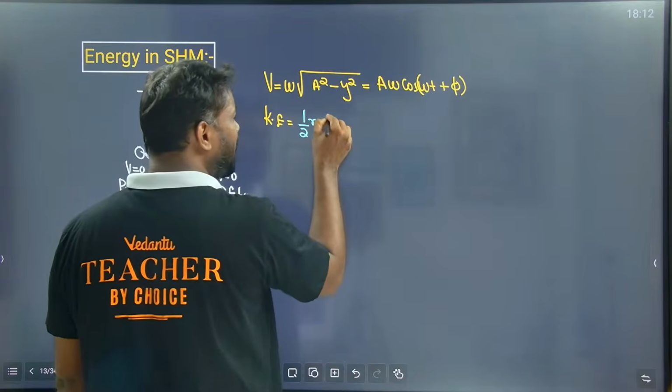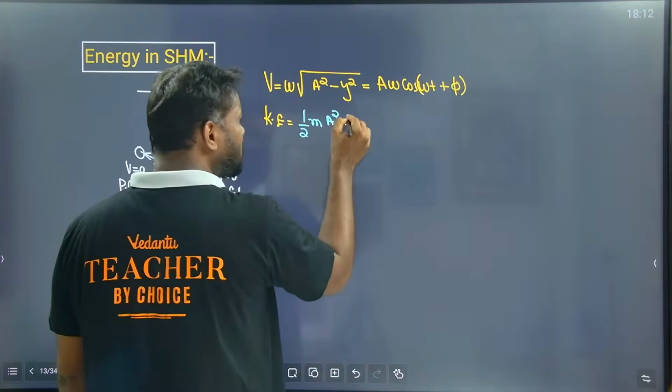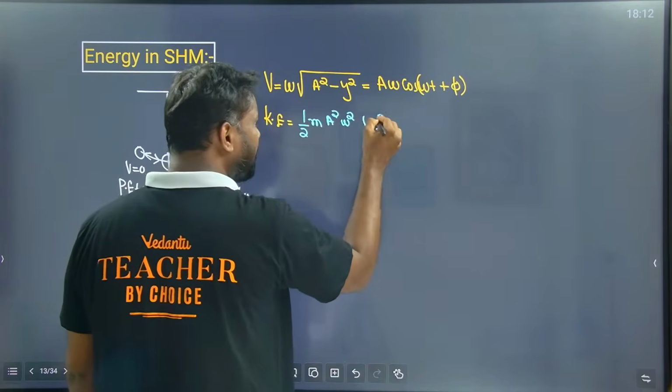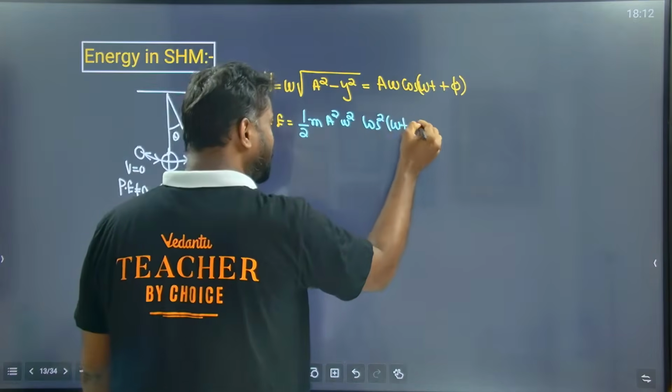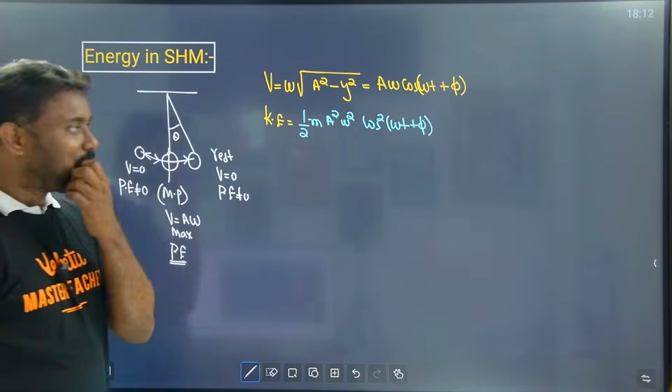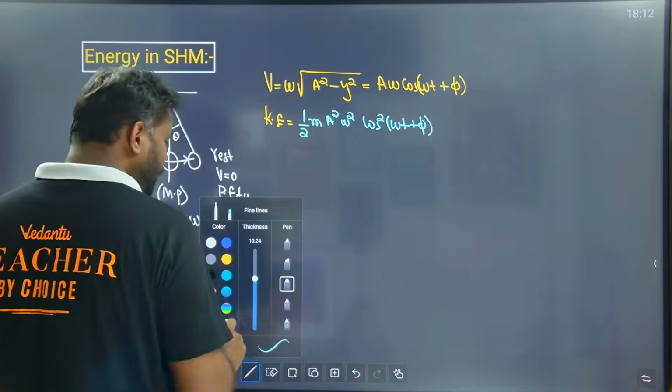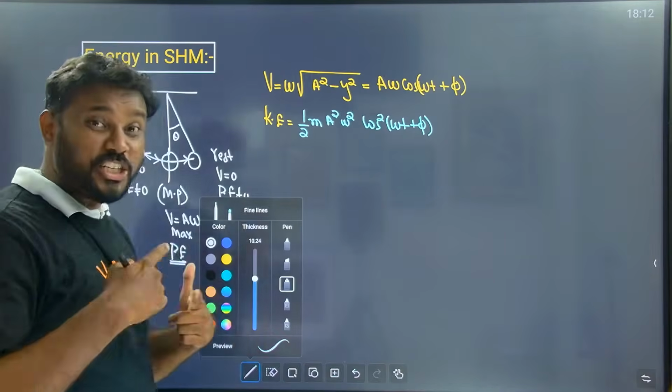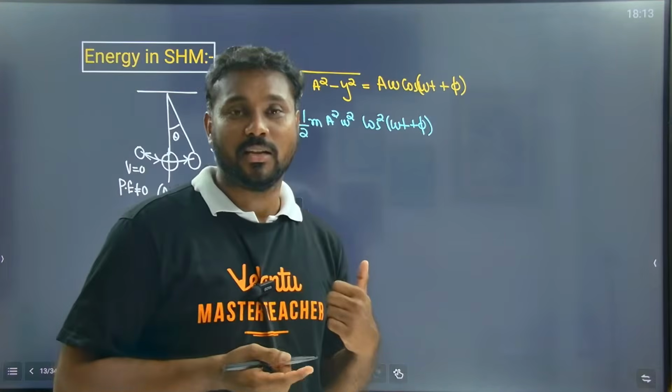So can I square this? A square omega square cos square (omega t plus phi). This is the kinetic energy function. Clear? Everyone understood, right? Now we are going to calculate the potential energy. Potential energy of what? Potential energy of the spring.